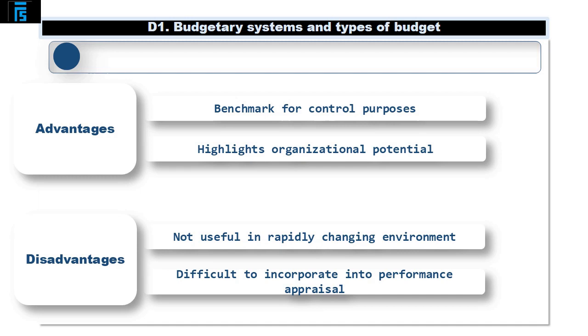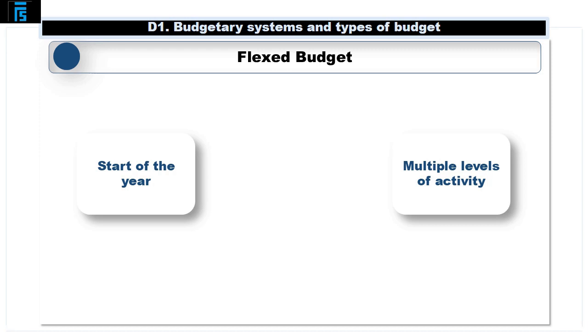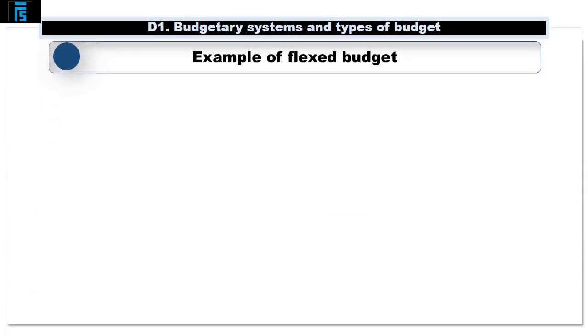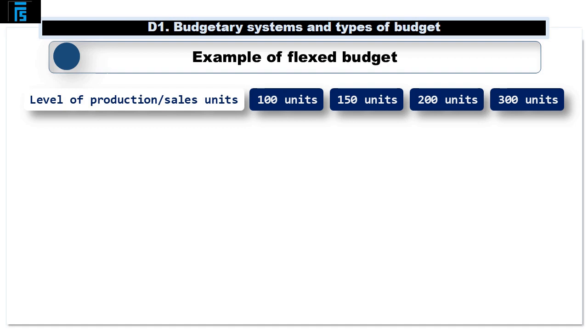Flexible budget. A flexible budget is prepared at the start of the year for multiple levels of activity. For example, Company D has produced a flexible budget in that multiple budgets are produced at the start of the year at different levels of activity: 100 units, 150 units, 200 units, and 300 units.